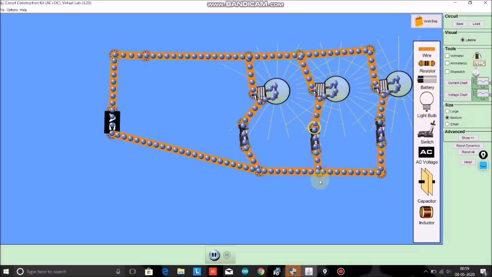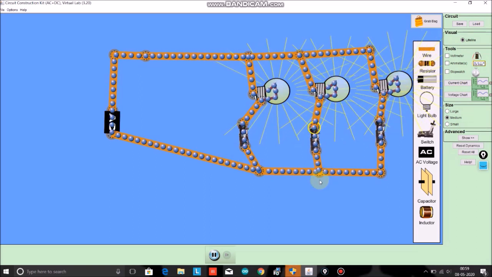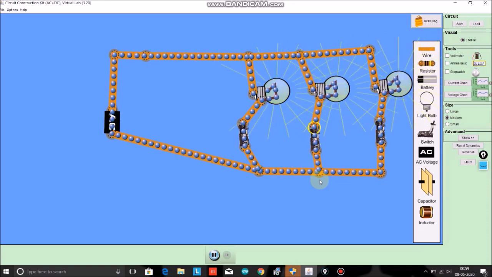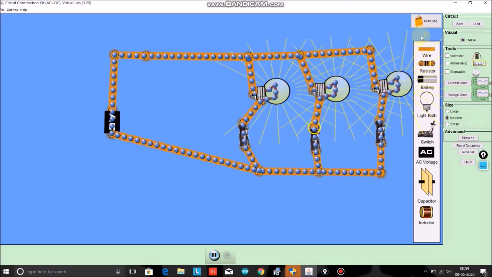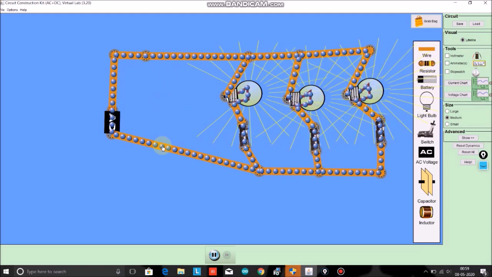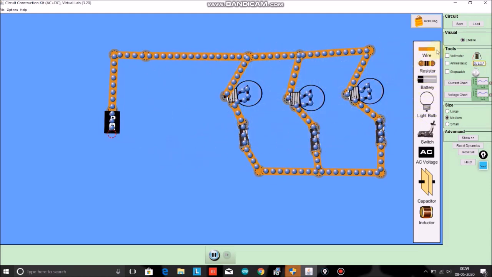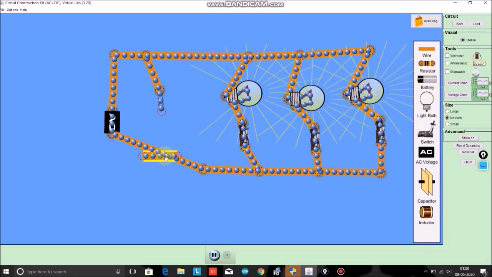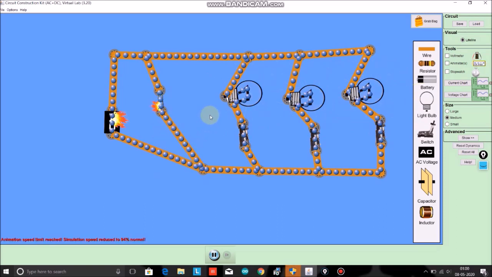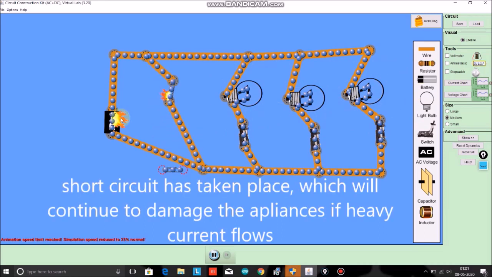Now the question comes: where to connect the fuse? Suppose I connect the fuse in parallel, suppose I connect here. Let me remove this. Let me connect two more wires here in order to connect a fuse here. One junction is here. I connect here. Now what is happening?